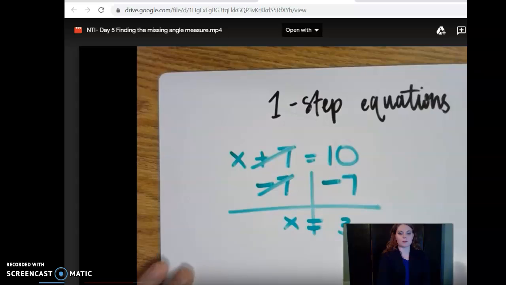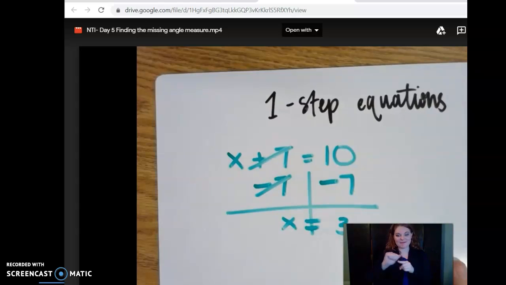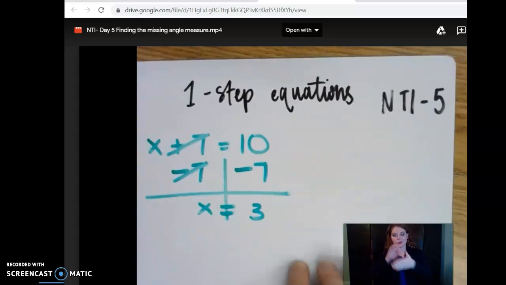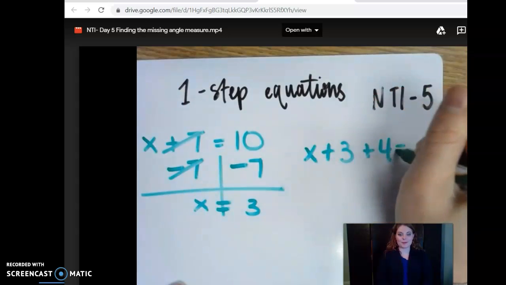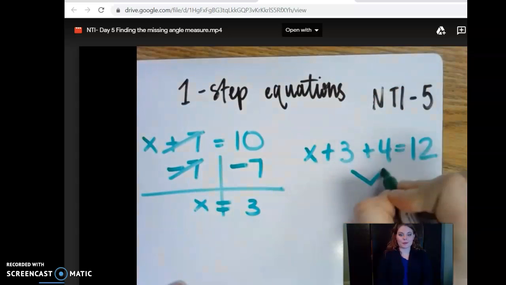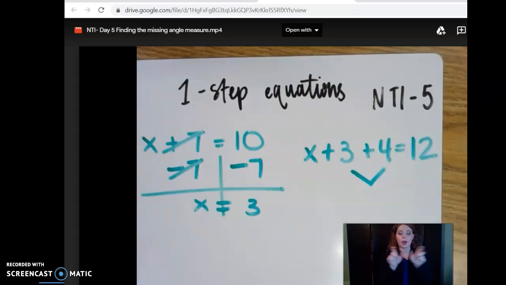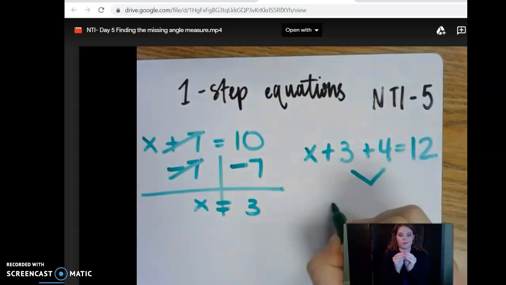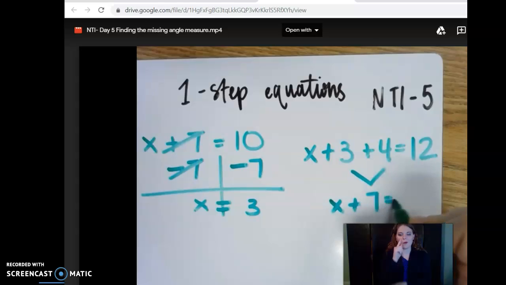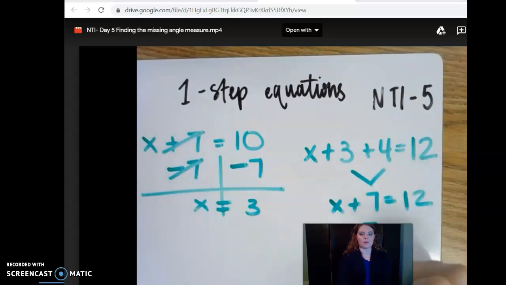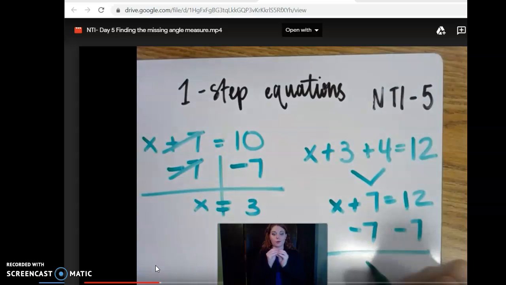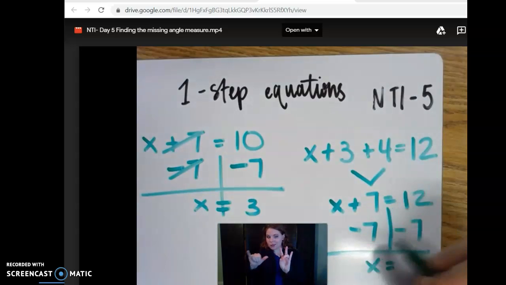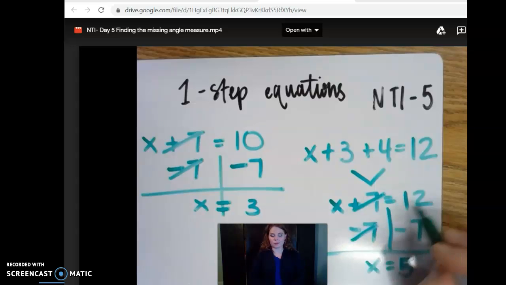Most of what we'll be doing today is adding. So most of what you'll have to do to solve is subtracting. We might have something like this, where you have to combine like terms before you solve for x. But once you combine 3 and 4 to make 7, you're still subtracting. These will cancel, and 12 minus 7 is 5.